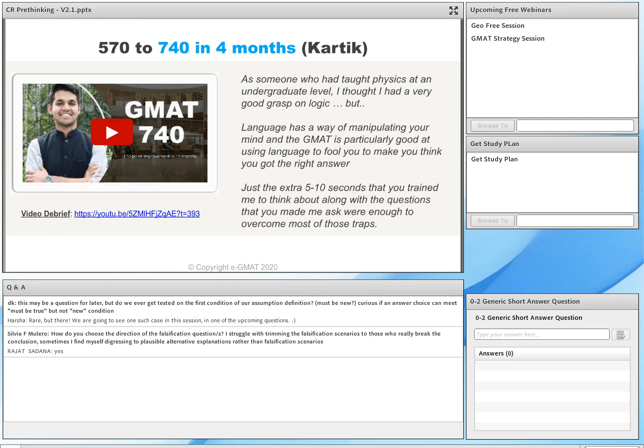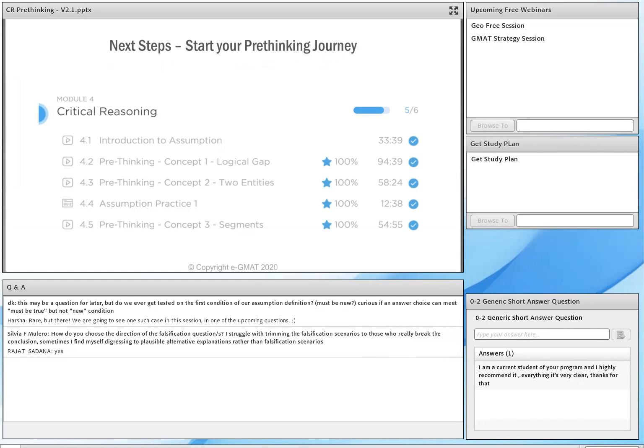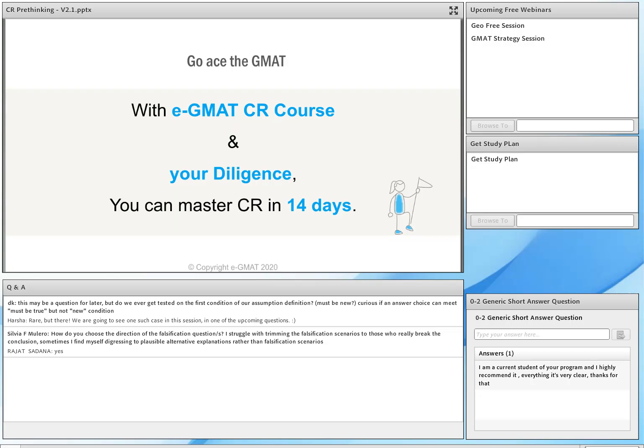Here's a student who I think just got into TUC. He says that as someone who taught physics at an undergraduate level, he thought he'd do really well in critical reasoning, but he messed it up. That's why he got a 570. But then once he learned pre-thinking, he was able to improve his CR ability, which was a big contributor in him improving to 740. Okay. Again, start your pre-thinking journey with these lessons over here.